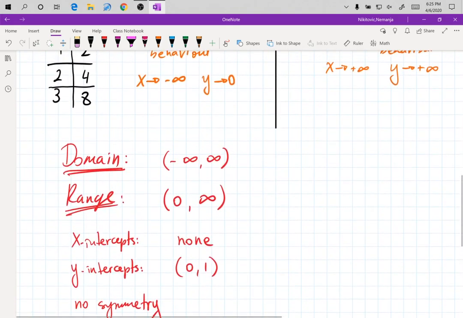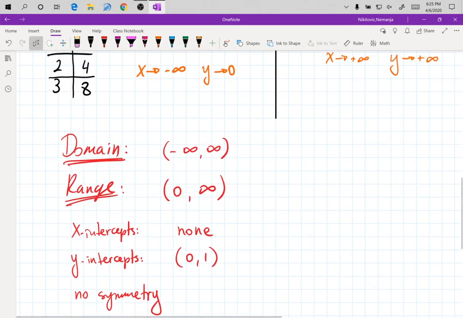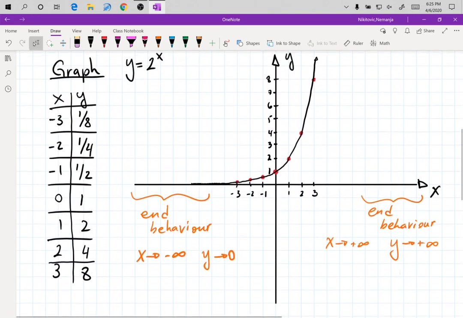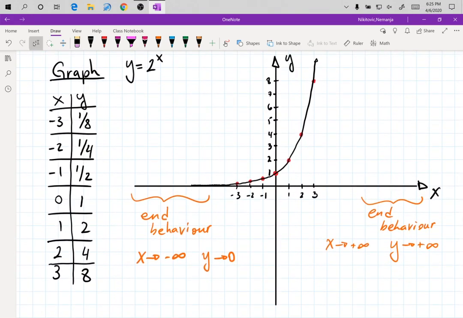So now we have domain, we have range, we have x and y intercepts, we have no symmetry, right? And we understand the graph to some extent. Obviously, we're going to do a much better job with graphing these.